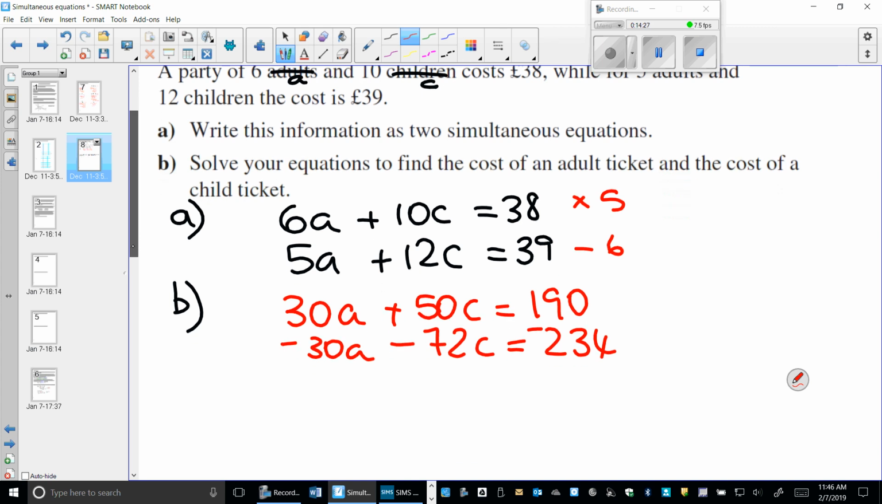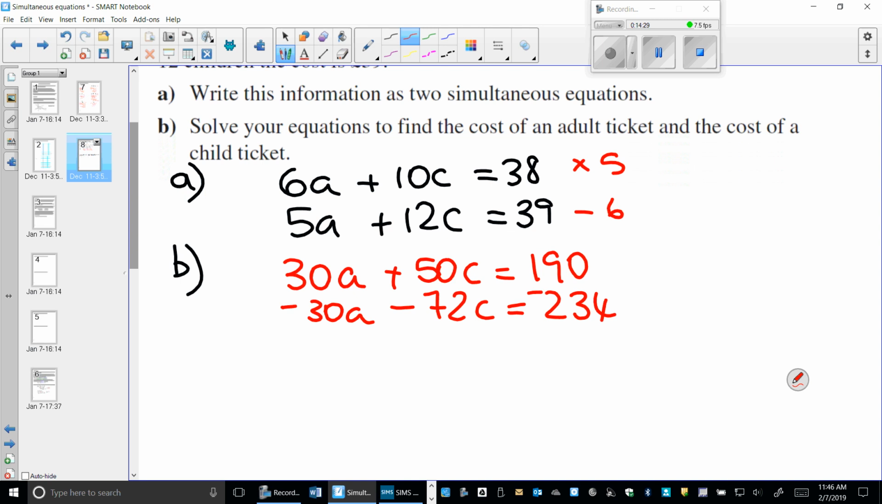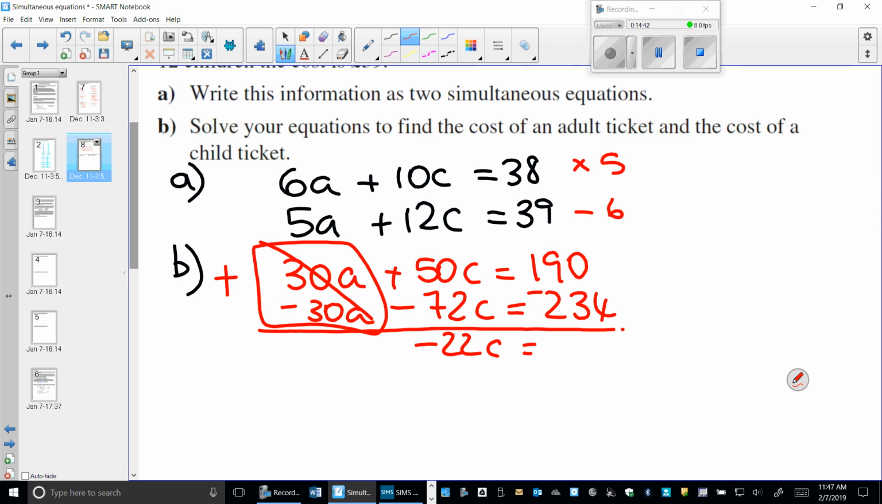Wait. Minus 72c equals minus. Alright, so then we would add them, because these are offspring. 50 plus -72 is magic. And 190 plus -234 is -44. And so c would be negative 44 over negative 22, which is negative 2. No, it's not negative.